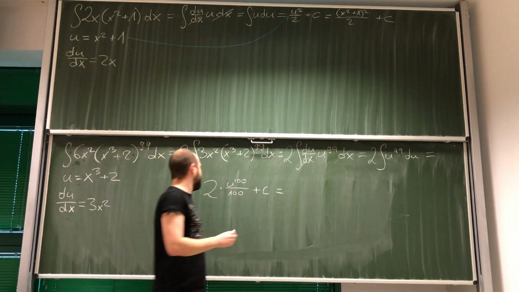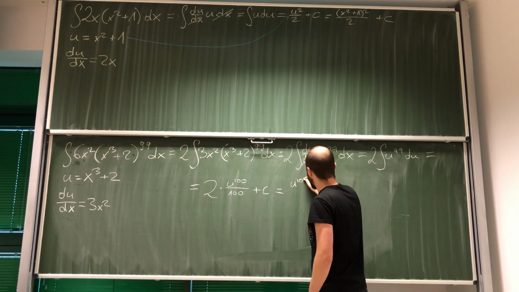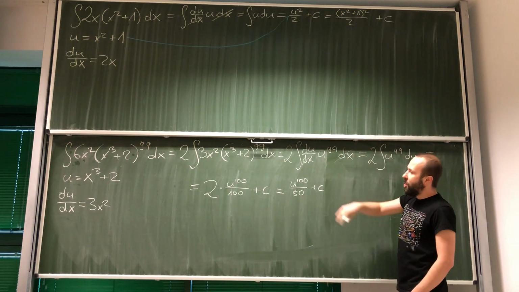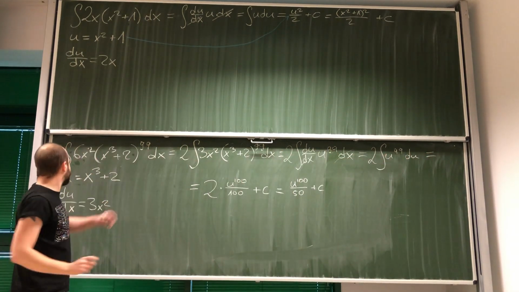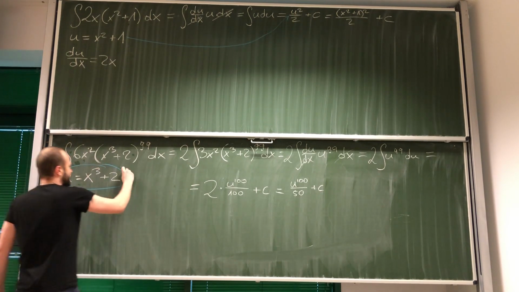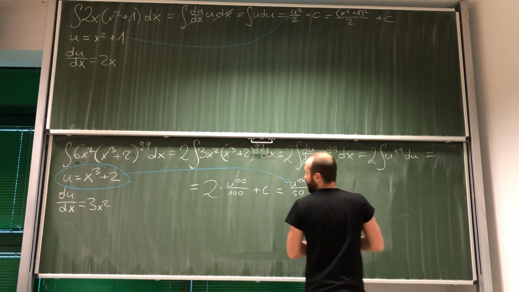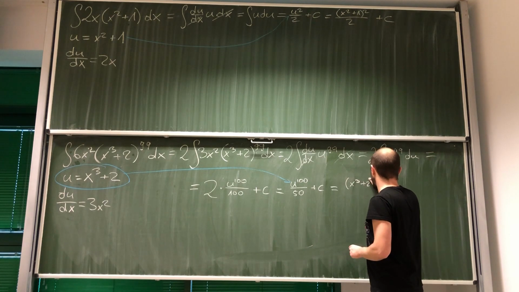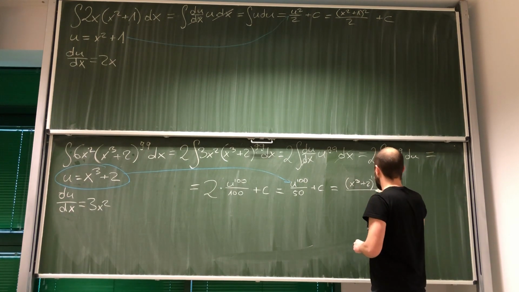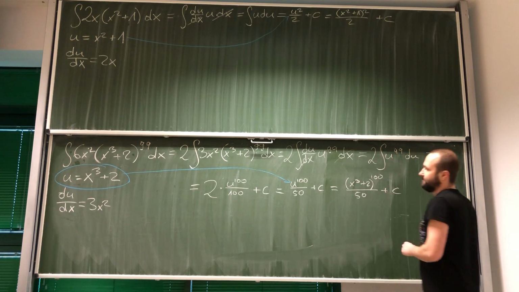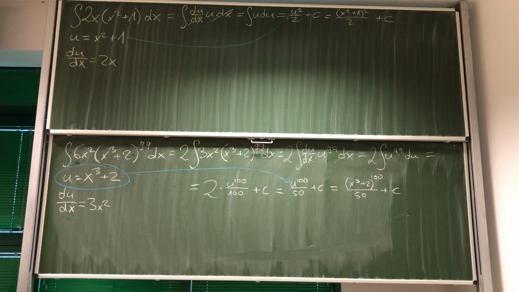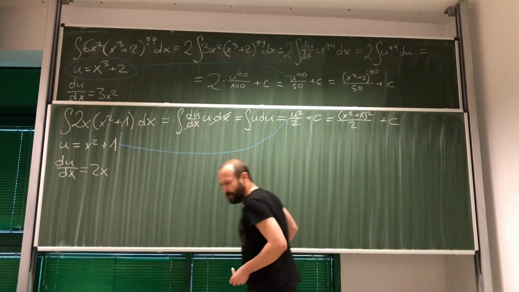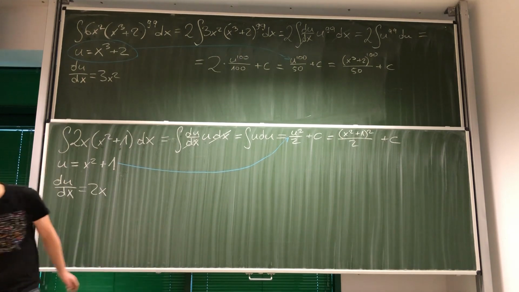Okay, so out of this, we are getting that this is u to the power of 100 divided by 50 plus c. And now, all we gotta do is again to substitute back for u. So we get that our outcome is x cubed plus 2 to the power of 100 divided by 50 plus c. Okay, I hope you are getting the hang of it. So let's try again, and let's try something even more complicated than the one we did just now.